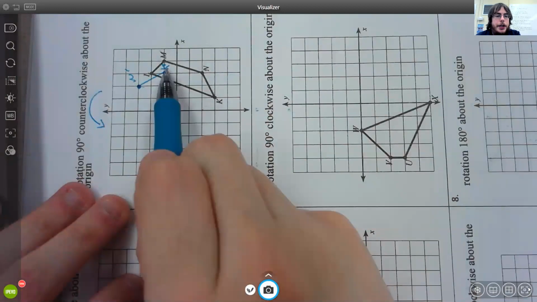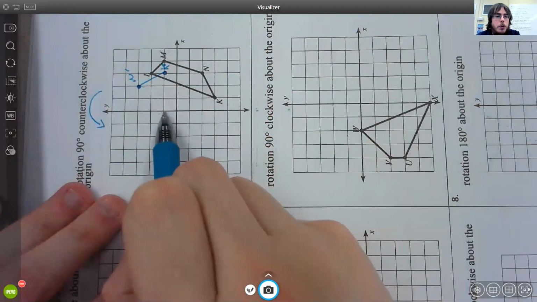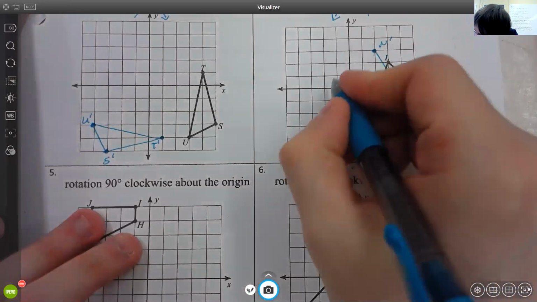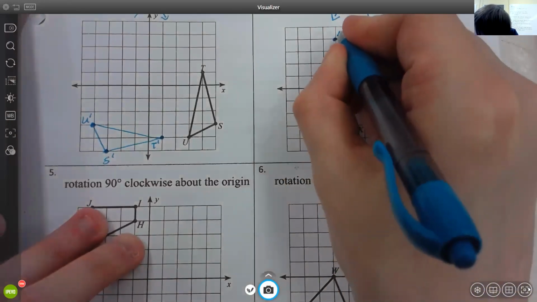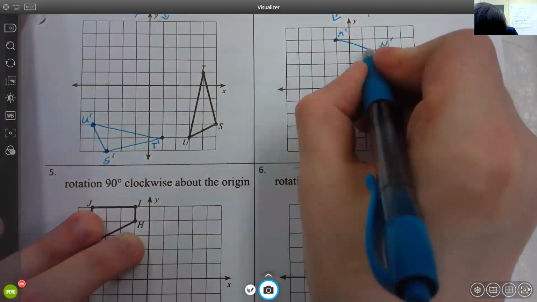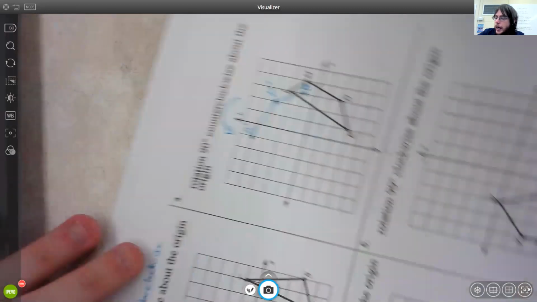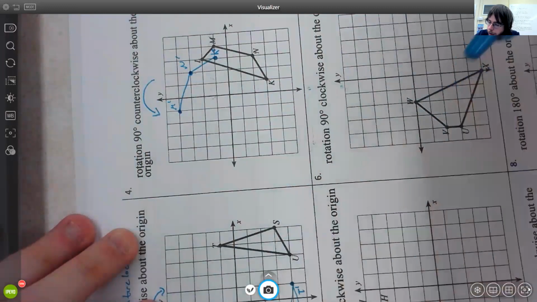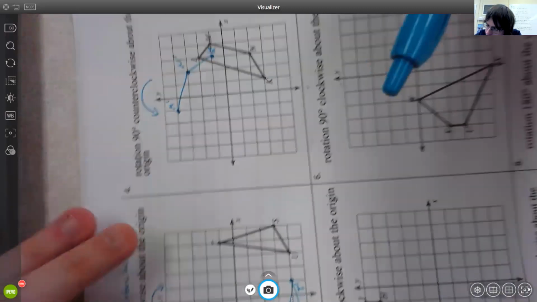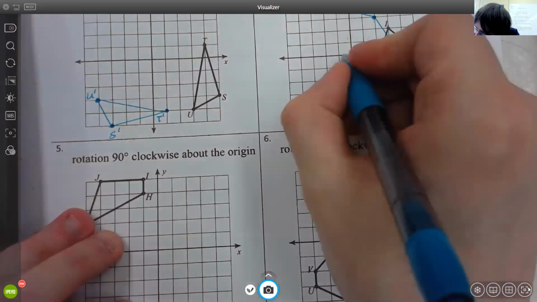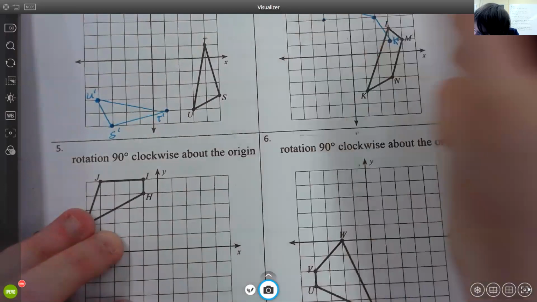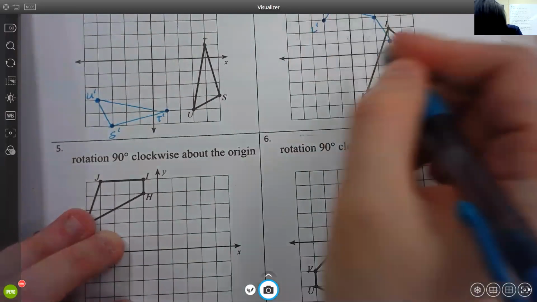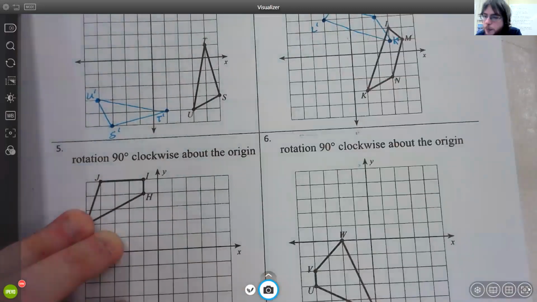All right, then M, we have to go left 1, up 4. So that would be negative 1, positive 4. And then I would be at negative 2, positive 3. Or is that an L? I think that's an L. Never mind. Negative 2, positive 3. Okay.